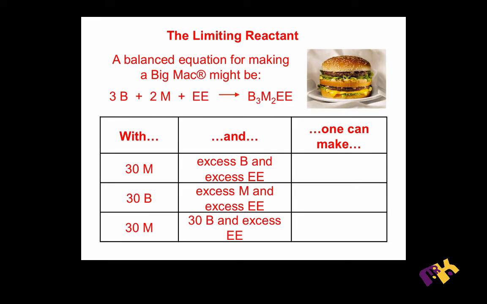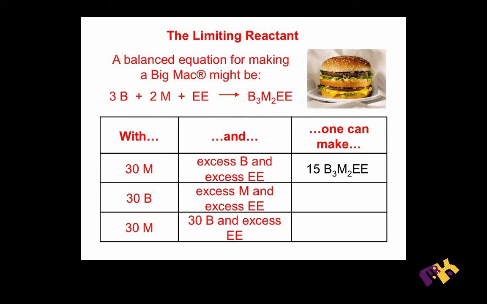Okay, so the balanced equation for making a Big Mac might be 3 buns, 2 meats, plus everything else. And so our formula for a Big Mac would be B3M2EE, or E2, I suppose, if we wanted to combine it. But it's everything else, like meaning one thing. So if we had 30 meats, and we have an unlimited supply of buns, an unlimited supply of everything else, how many of these Big Macs can we make?